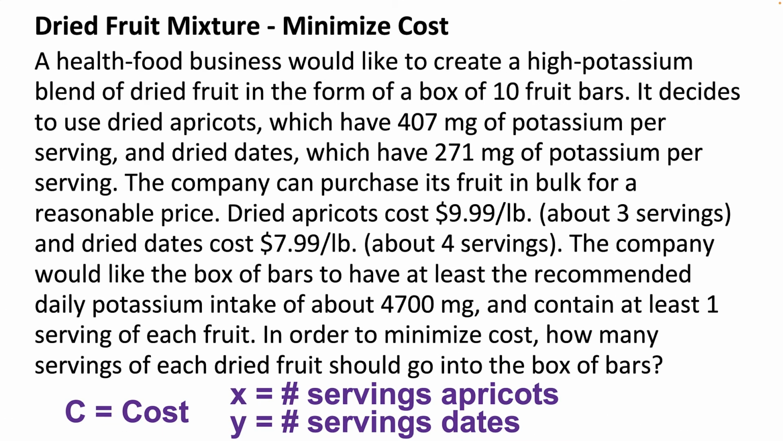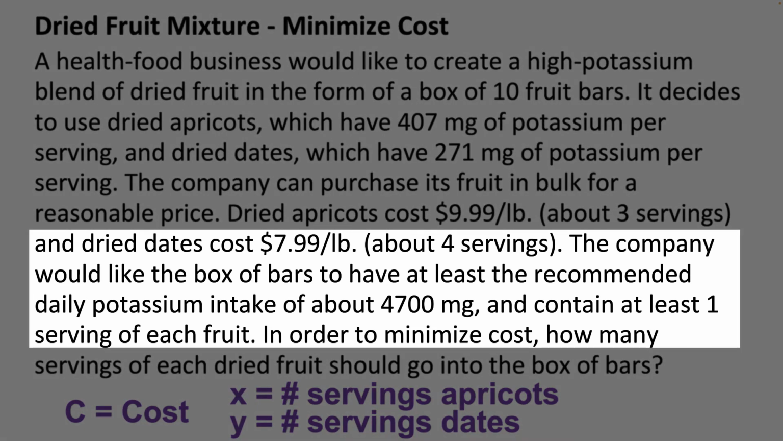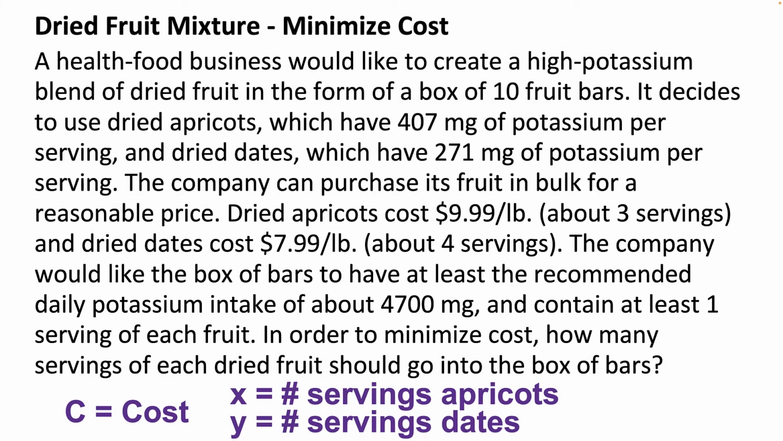When you're looking for the constraints, you're looking for those limiting factors. You can also try to see if you can find any of those phrases that represent inequalities. In the second to last sentence, we see our constraints or our limiting factors. The company would like the box of bars to have at least the recommended daily potassium intake of about 4,700 milligrams and contain at least 1 serving of each fruit. So our constraints are going to be the amount of potassium and the number of servings of each fruit.